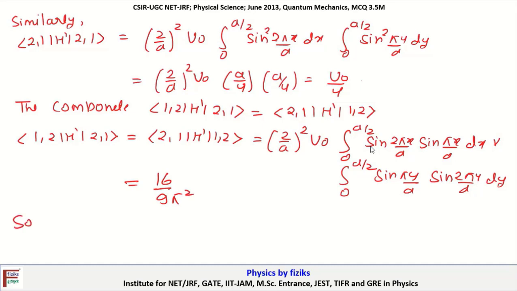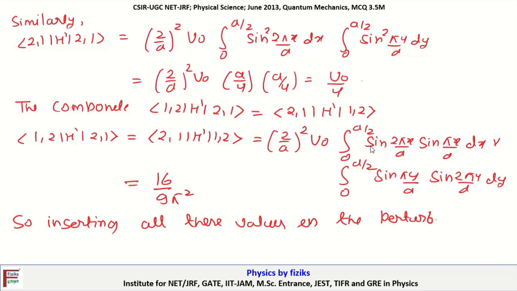So inserting all these values in the perturbed matrix, we get H perturbed equal to V0 by 4, 16 V0 by 9 pi square, 16 V0 by 9 pi square, V0 by 4.